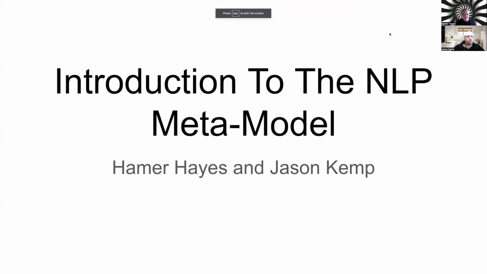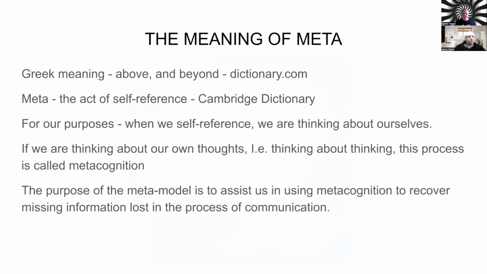Hello there. So in this video, we're going to be talking about the meta model. So what is the meaning of meta? The Greek meaning is, it means beyond, really. Meta, according to the Cambridge Dictionary, is the act of self-reference. So when we self-reference, we're thinking about ourselves. If we're thinking about our own thoughts, i.e. thinking about thinking, this process is called metacognition.